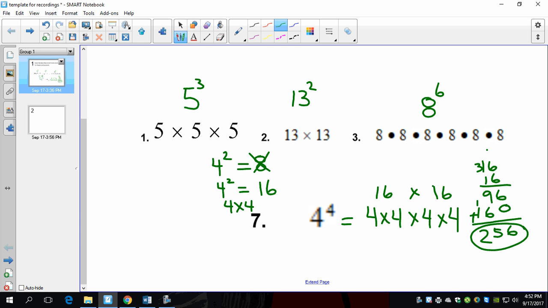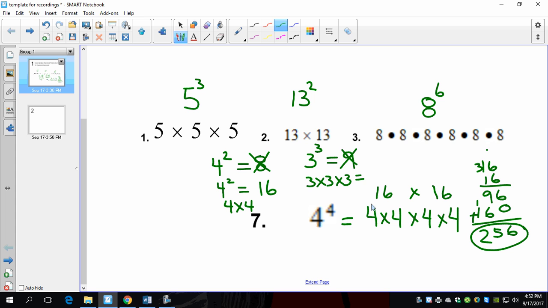Another one that sometimes gets a little bit tricky is if you do 3 to the 3rd power. Students love to tell me 3 to the 3rd power is 9. It is not 9. It's actually 3 times 3 times 3, and that would be 27. So just be careful when you're using exponents. They're really not that hard. You just want to make sure that you're actually doing what they're asking you to do with the exponent.